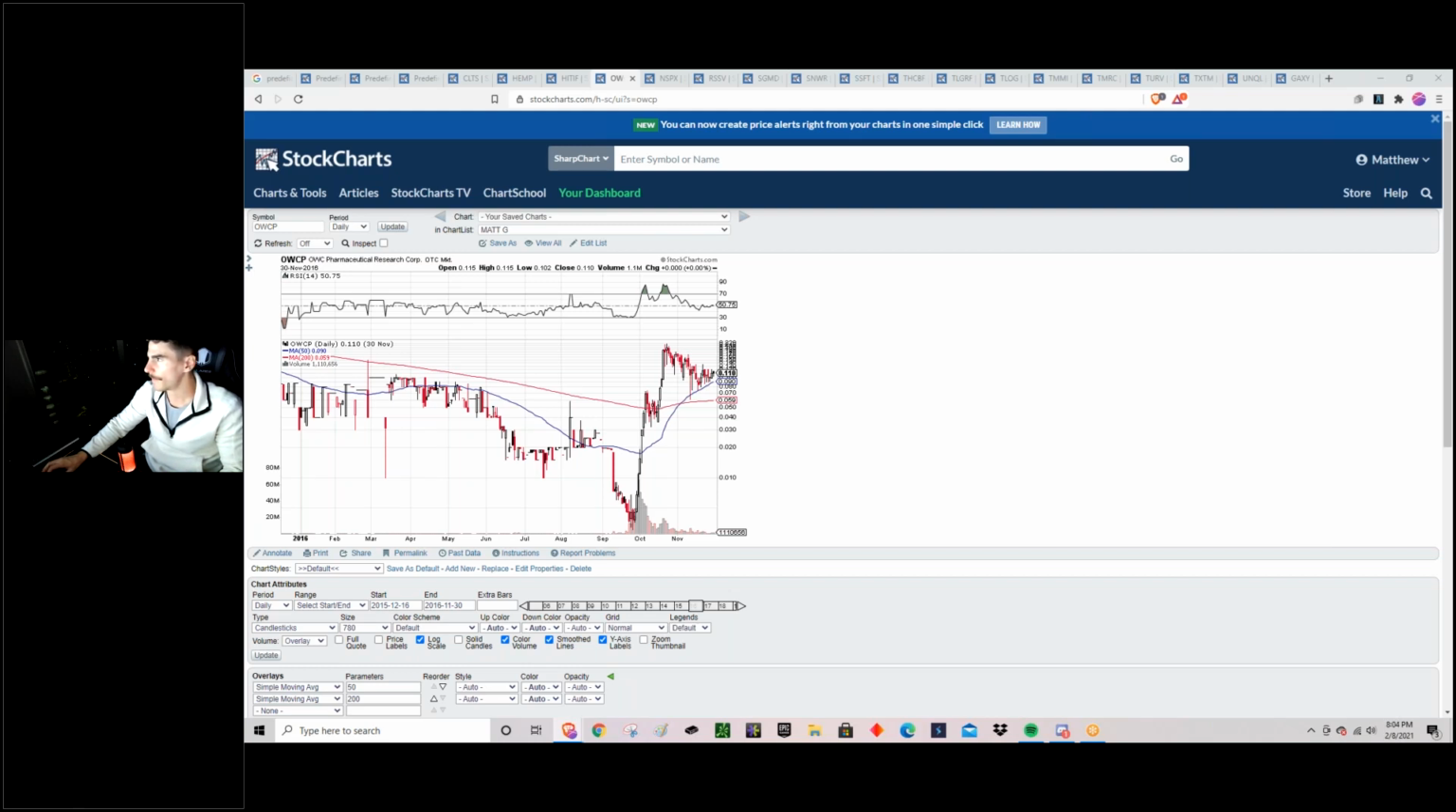I just had a stock up that I like the chart of and I crossed it out. Dang it.